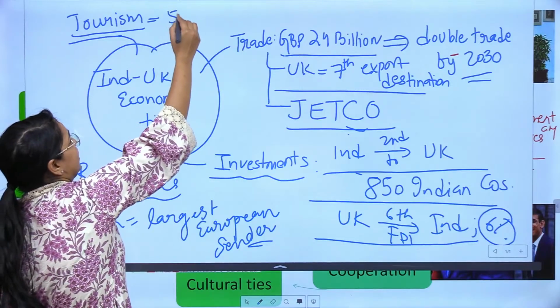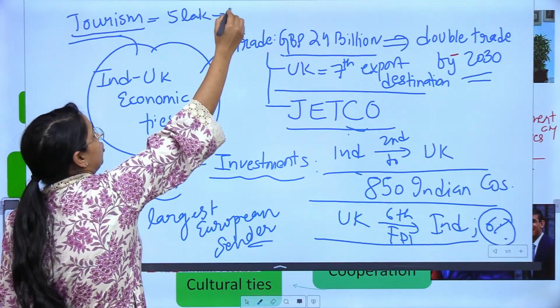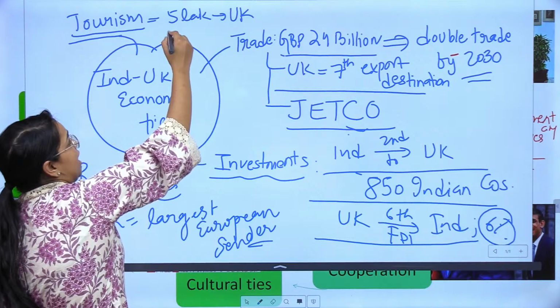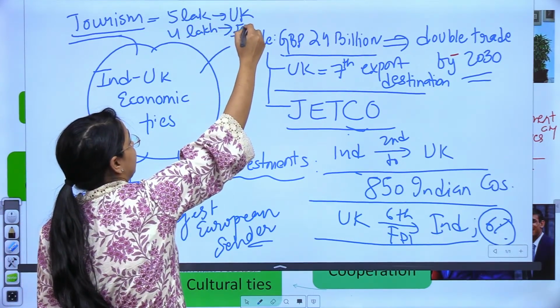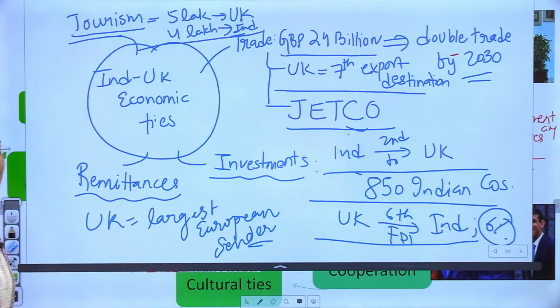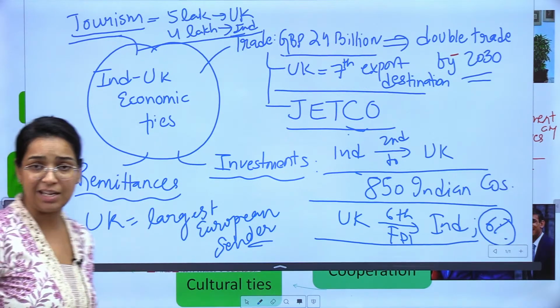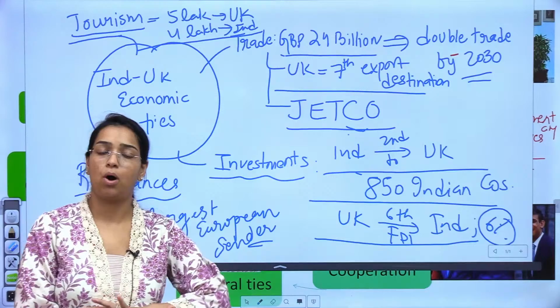5 lakh Indians are going to UK each year and 4 lakh UK or British citizens are coming to India each year. So you can understand how much contribution they are giving to our economy. They'll come, see. Tourism sector को बहुत benefit होता है.